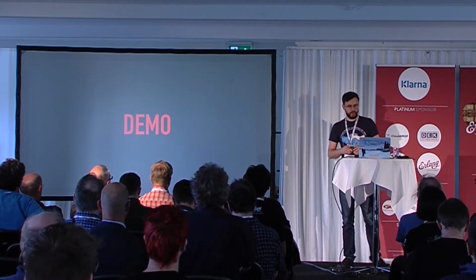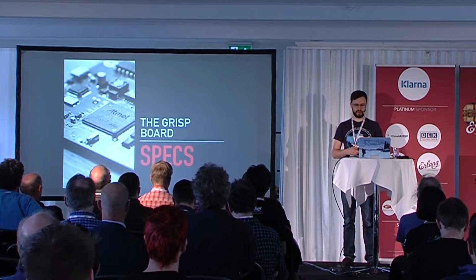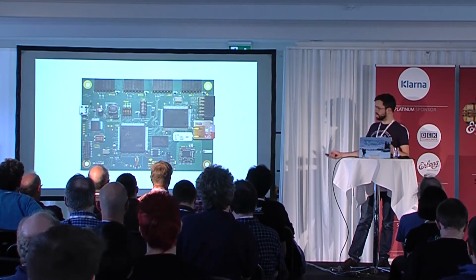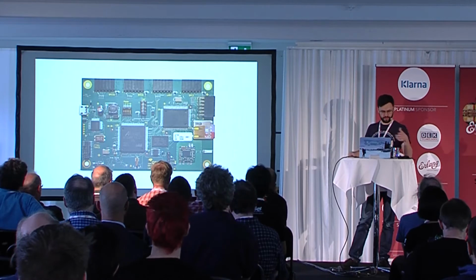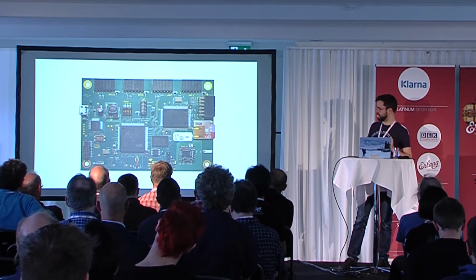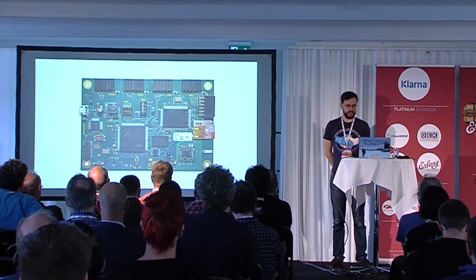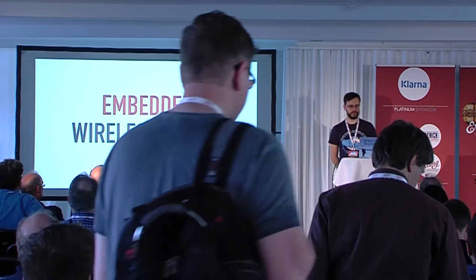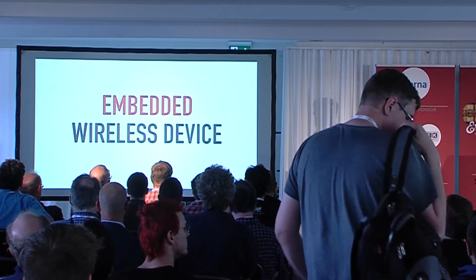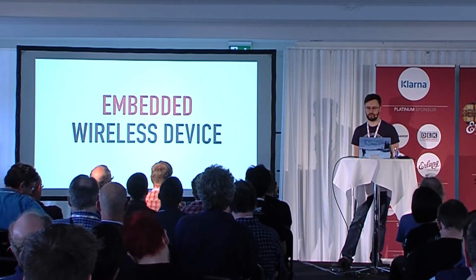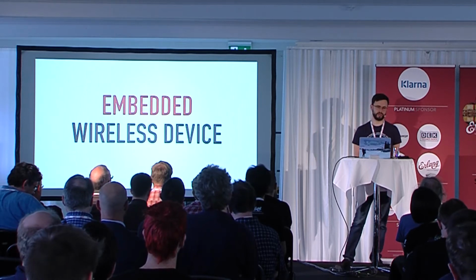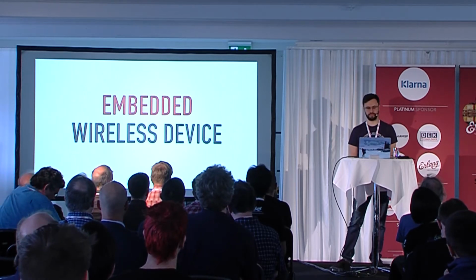So first I will talk about the hardware itself, how it works, so the specifications. This is the board, a bigger picture, because you can see the small one up here. And what we call this an embedded wireless device. So the goal is to be able to build embedded applications and use it wirelessly, so we have Wi-Fi on board.